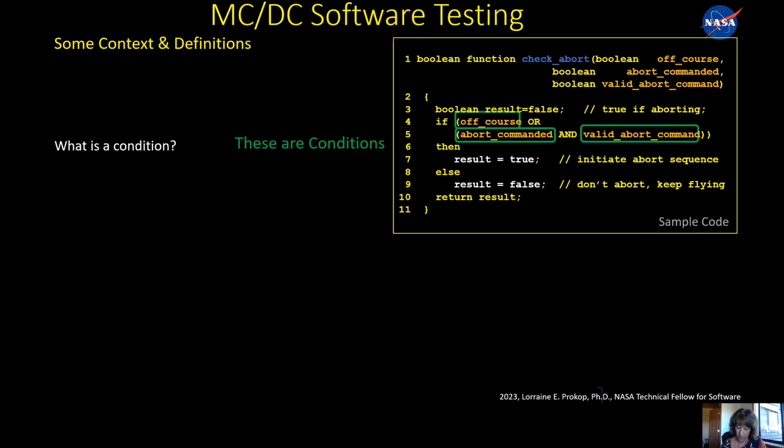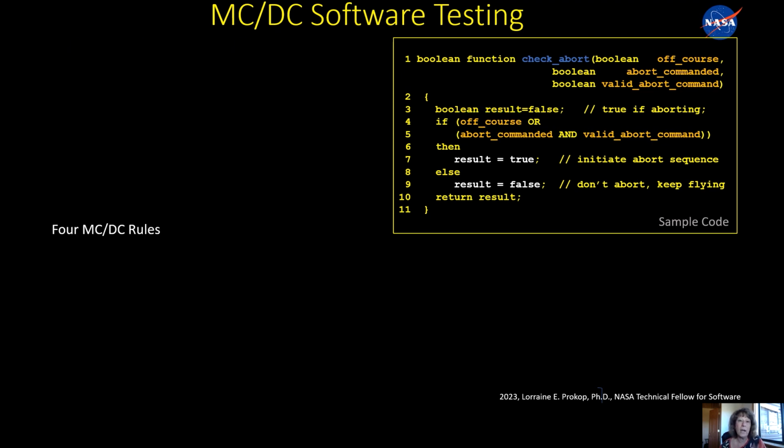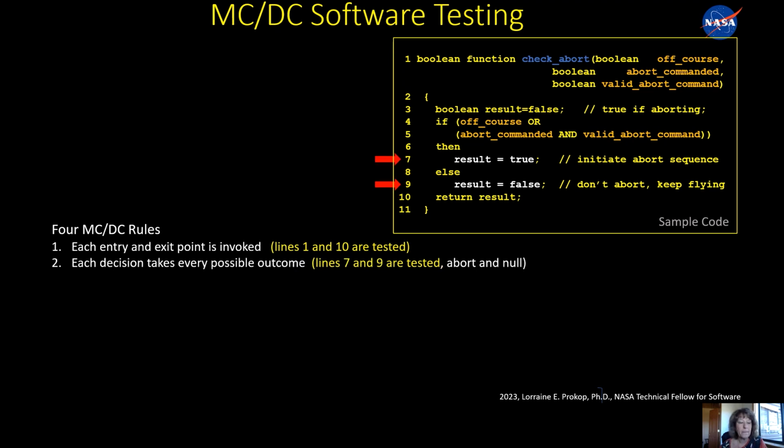Again, they take on true false values. Okay, now if you look up MCDC in Wikipedia, you will see it has 4 rules, and I will go through each of them. So the first rule is each entry and exit point is invoked. So that means lines 1 and 10 have to be tested.